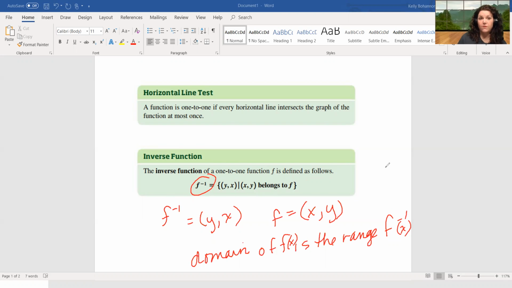And that means that the reverse is also true. The domain of the inverse is the range of f of x. So the domain and range switch when it's the inverse because x and y switch. So that's what makes something an inverse.